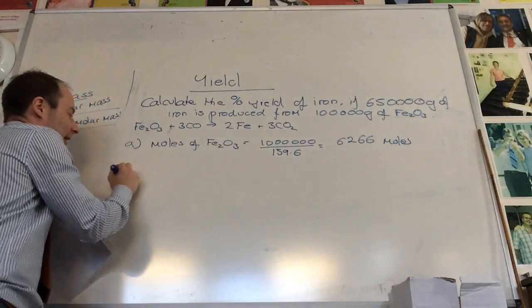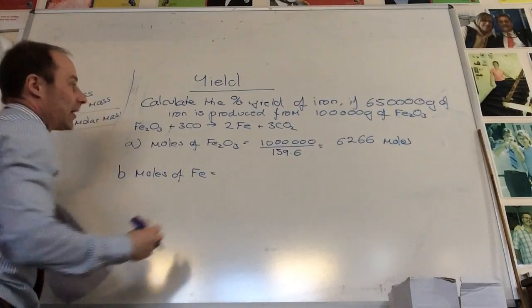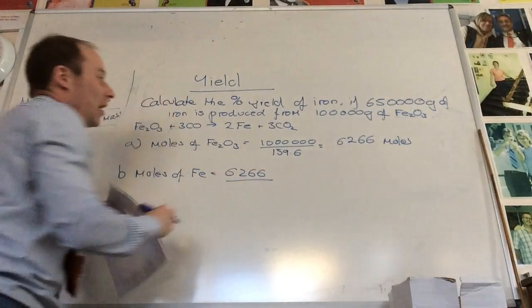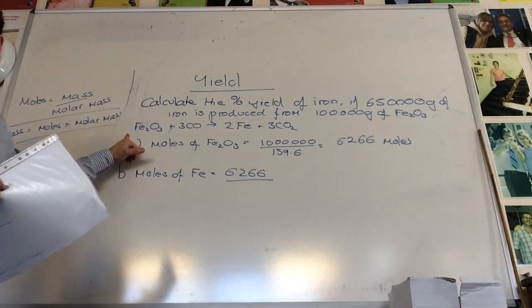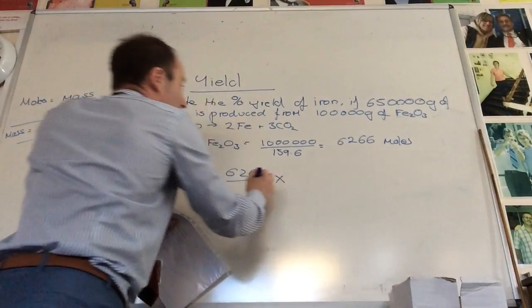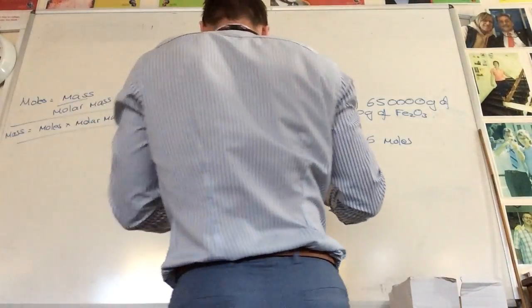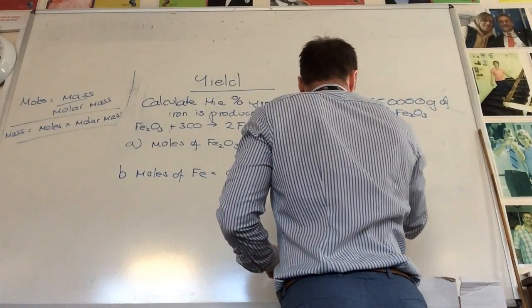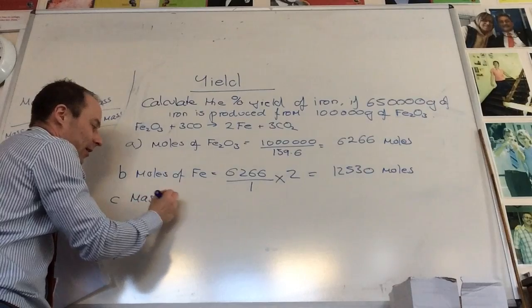So now I need to find out how many moles of iron I expected to make. So it's going to be 6266. I divide it by the number of the thing that I found the moles of, which is 1. I times it by the number of the moles I'm trying to find, which is 2. And I get 12530 moles.